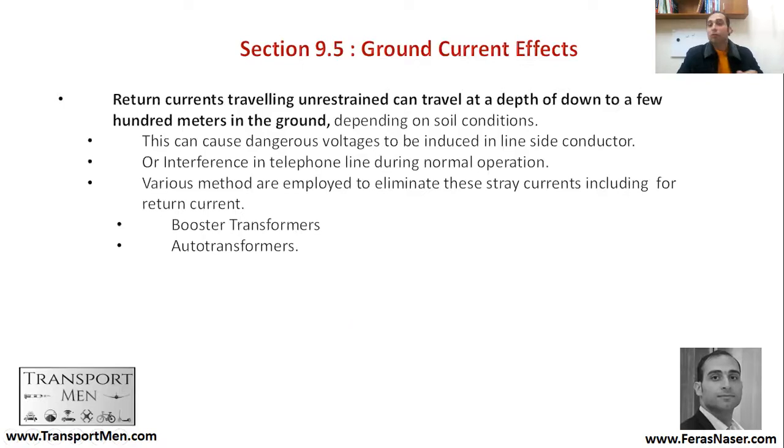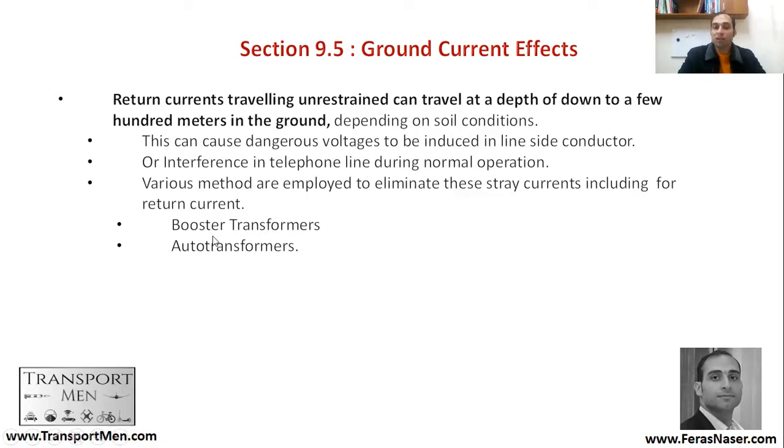And the ground current effect, so let's read this. Return currents traveling unrestrained can travel at a depth of down to a few hundred meters to the ground. Depending on soil conditions, this would have a major effect on, for example, telephone lines. Telephone lines would be impacted with your return current filling the ground. Also, it can introduce dangerous voltages to any line side conductor, any wire or machine that is on the ground. It can energize that.